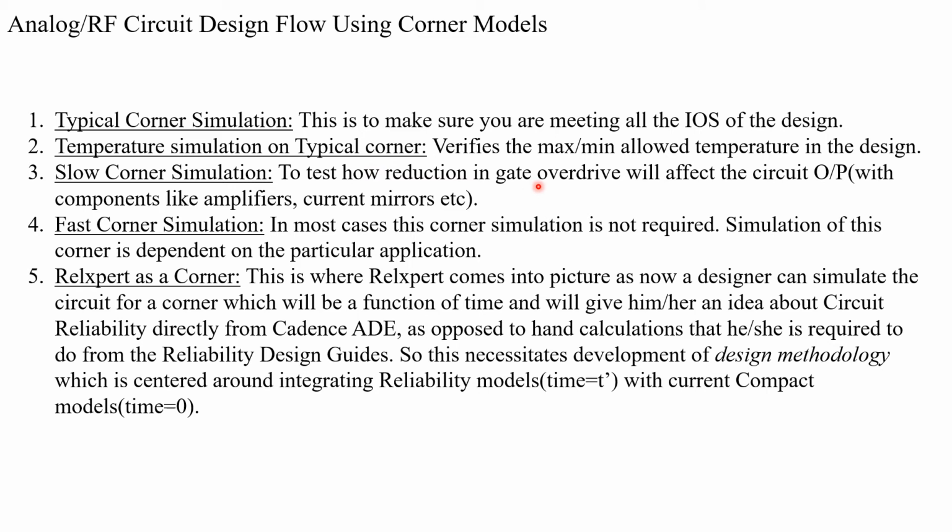Why? Because slow corner means increase in the threshold voltage and decreasing current. So how will that degradation in the overall bias point affect the circuit? As you know, the bias point is a very important thing for amplifiers, phase lock loops, LNAs and PAs. So how will that shift in the operating point affect the circuit output, right? And finally, fast corner. Generally this is optional. Why? Because in most cases the slow corner represents the worse circuit simulation output, and that's why this is skipped in most designs.